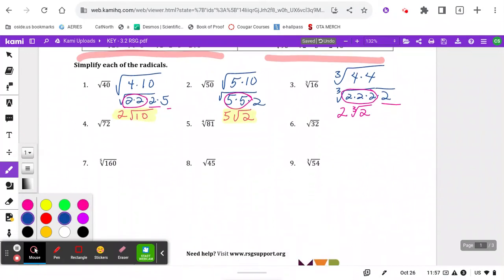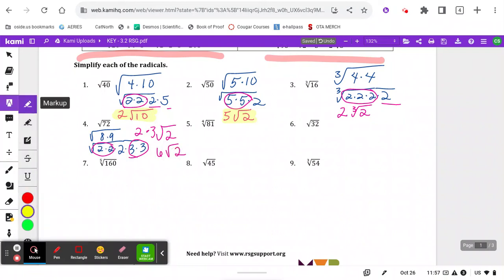Root 72, maybe you think of 8 and 9. And because this is a square root, we're just hunting for pairs. So a 2 comes out, a 3 comes out, and root 2 is left over. So this final answer is 6 root 2 when you multiply those factors out front.